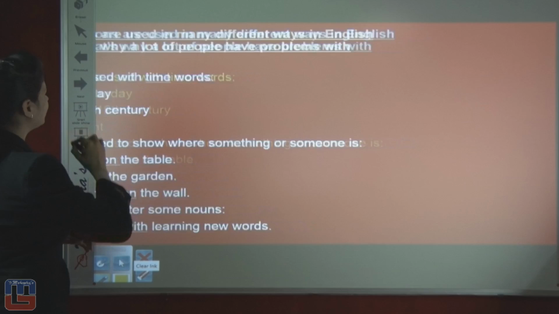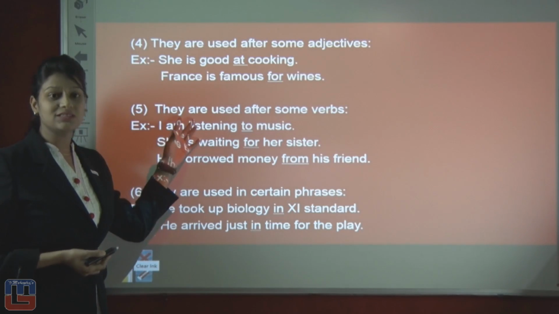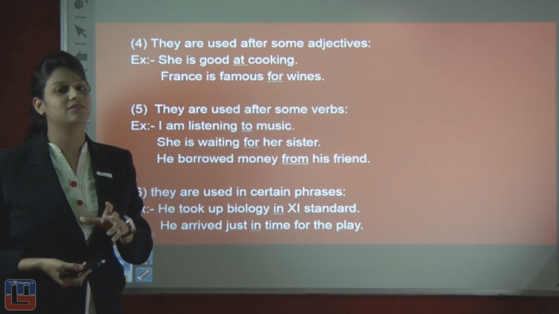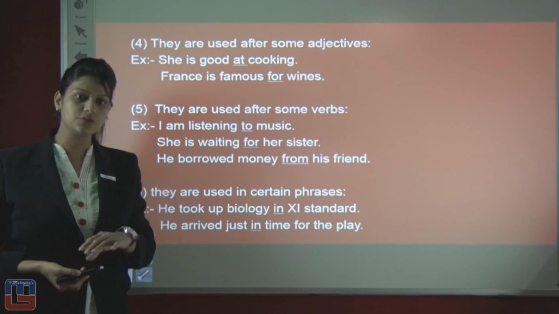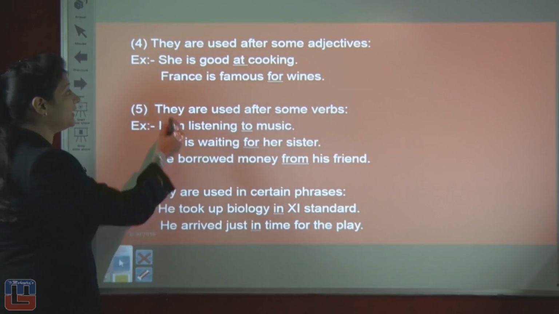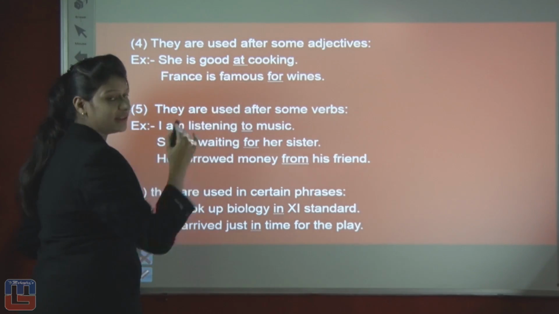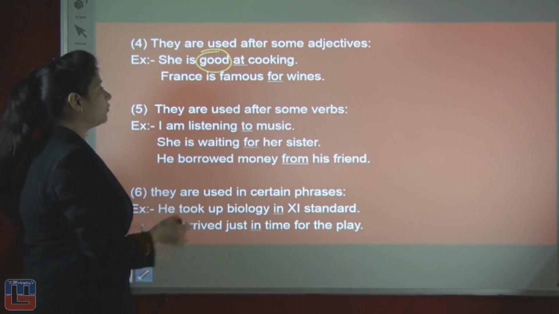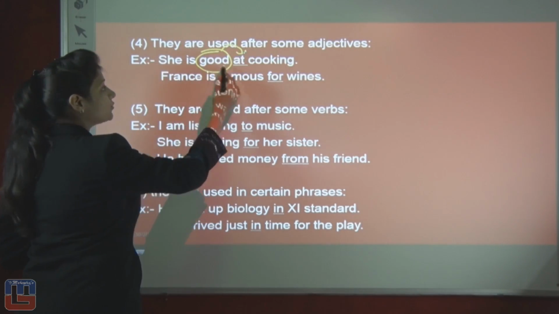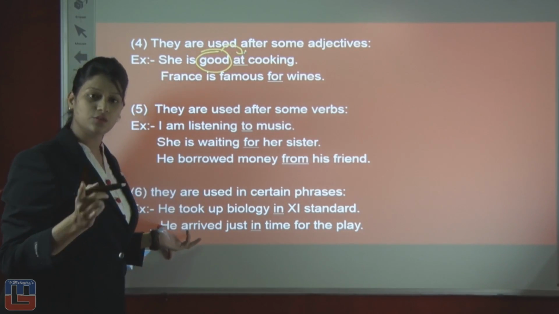Moving further to some different uses, the next one says they are used after some adjectives as well. As we have seen, they can be used after nouns, and they can also be used after adjectives. As you see, she is good at cooking. In this sentence, the word good is used as an adjective and is followed by a preposition. She is good at, and she is good at what? She is good at cooking.